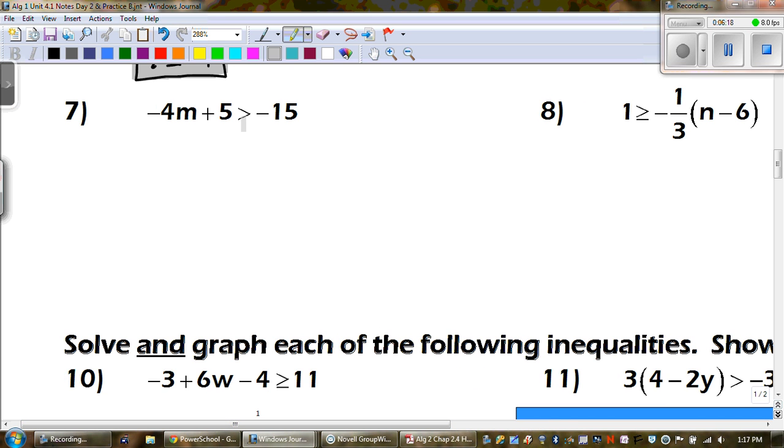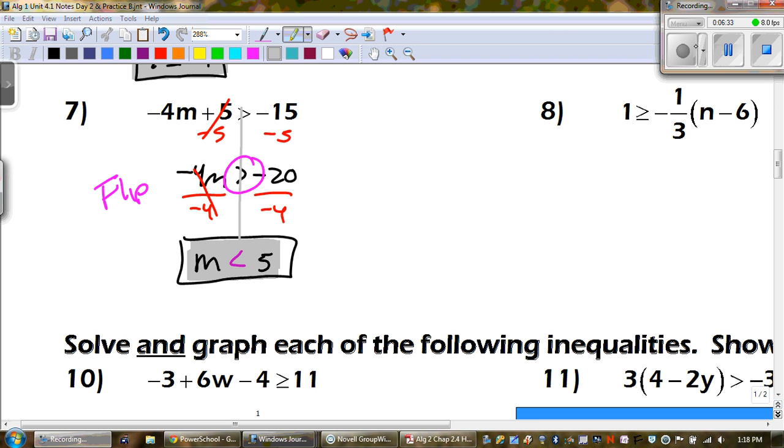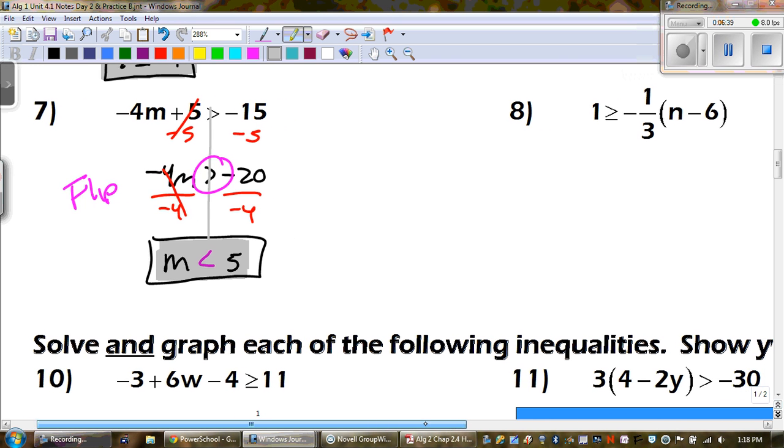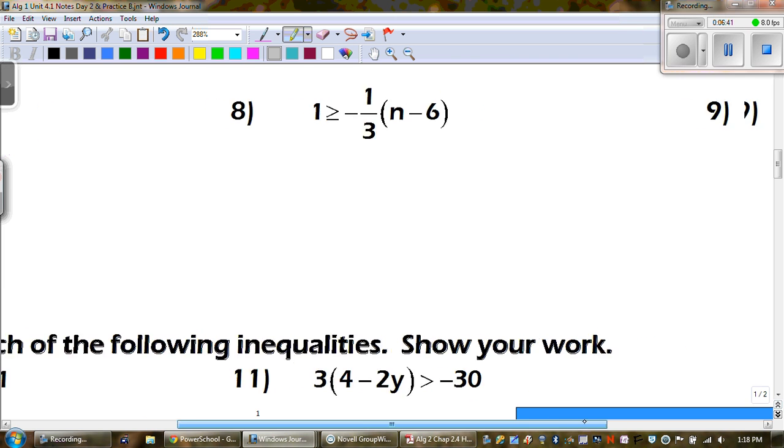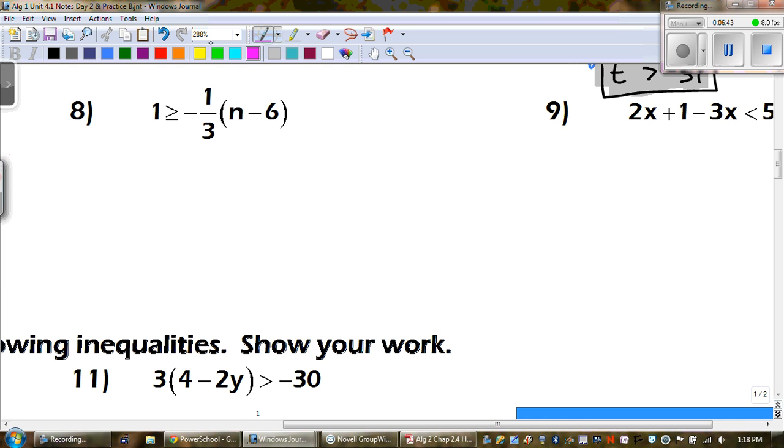All right. Number 7, pause the video, try this one on your own. Good luck. Do you guys remember to flip the sign because you divided by a negative? I hope so. All right, number 8.